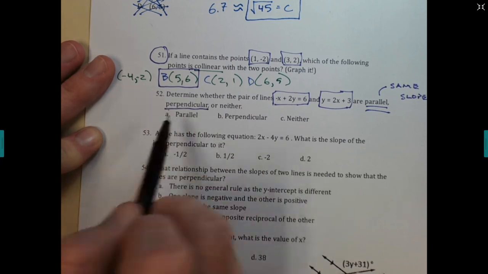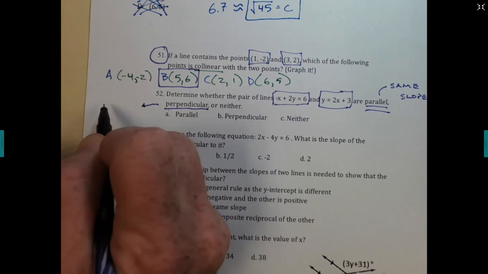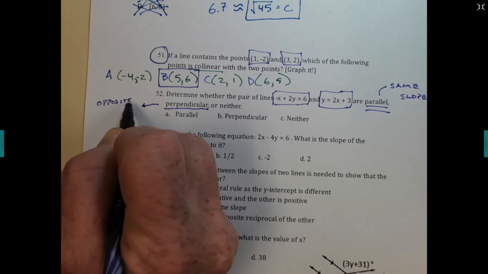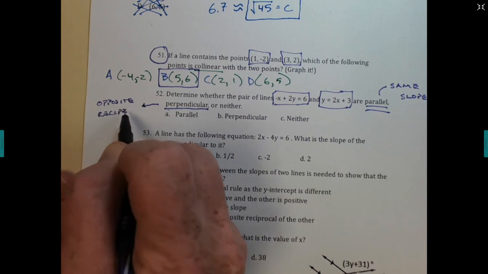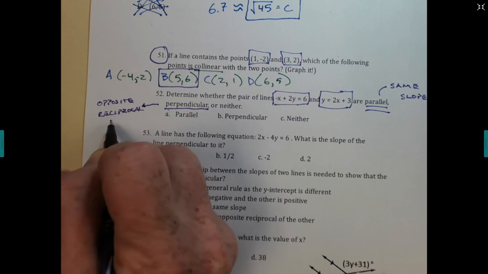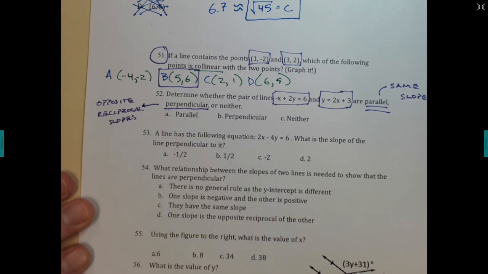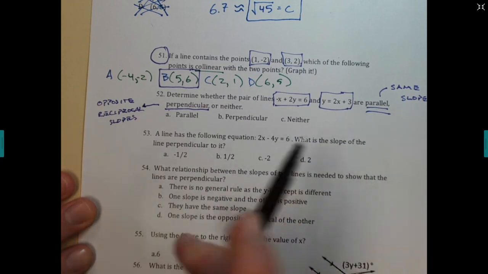Perpendicular, this is another question. In order to be perpendicular, our slopes need to be opposite reciprocal slopes. If our slopes aren't either one, then we're going to choose neither.